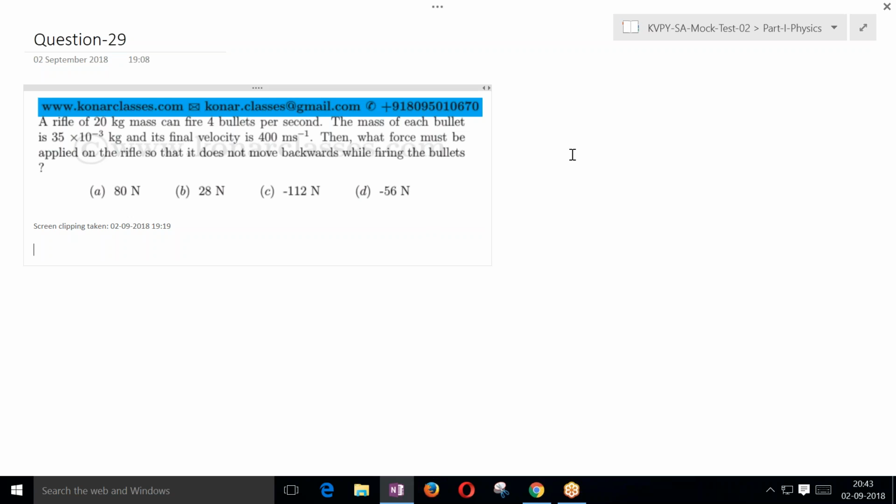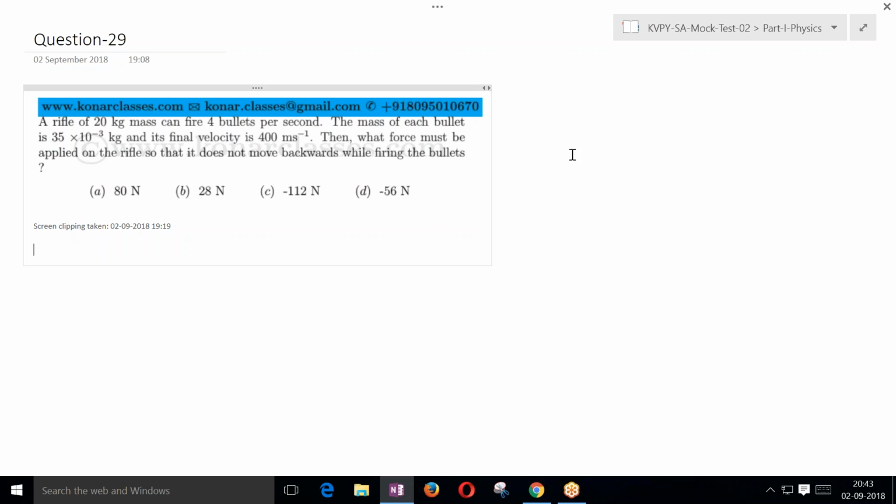So now look into the next question, which is question number 29. It is a classical question of laws of conservation of momentum. A rifle of 20 kg mass can fire 4 bullets per second. The mass of each bullet is 35 times 10 to the power minus 3 kg, and its final velocity is 400 meter per second. Then what force must be applied on the rifle so that it does not move backwards while firing the bullets? It's a very classical question.